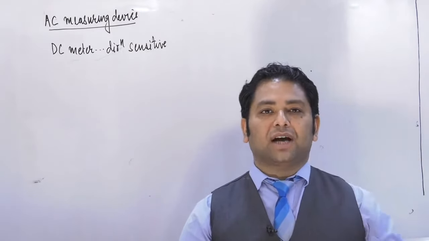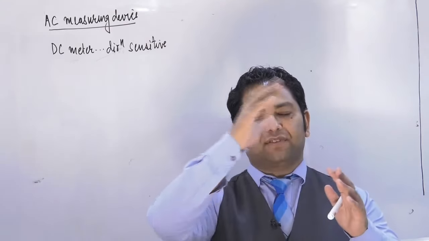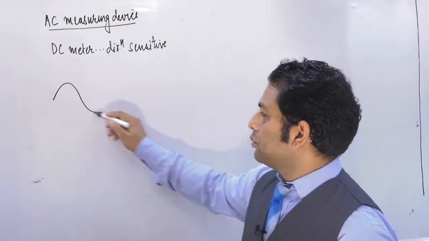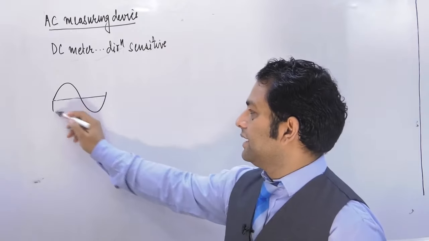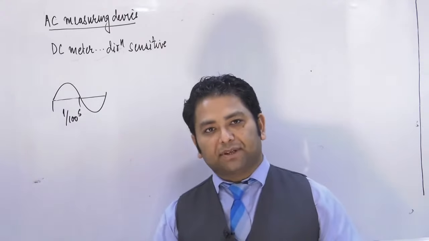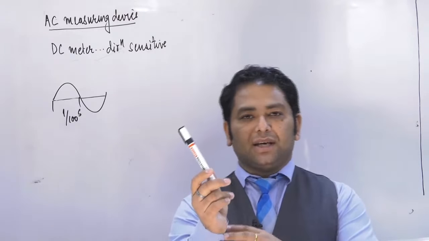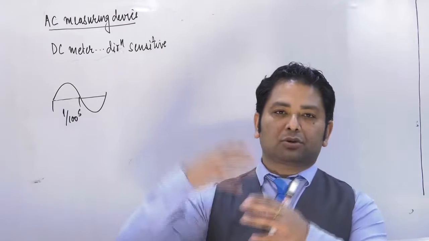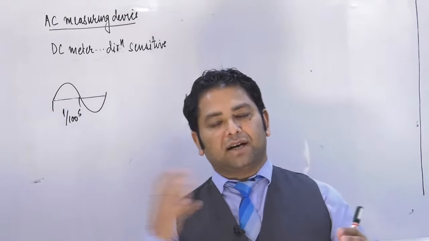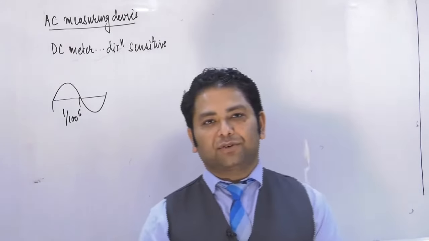If you talk about a household supply, the frequency is 50 Hz. That means 1 by 50 second is the time period, and half of this time is 1 upon 100 second. So what would happen? At 0.01 second it says go right. Immediately after 0.01 second it says no, don't go right, now come left. Then immediately after 0.01 second the command says no, now don't go left, come right. So that would be a severe state of confusion.